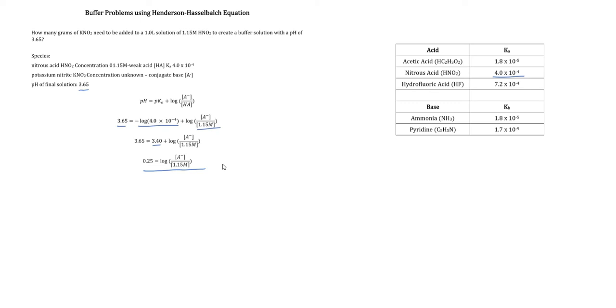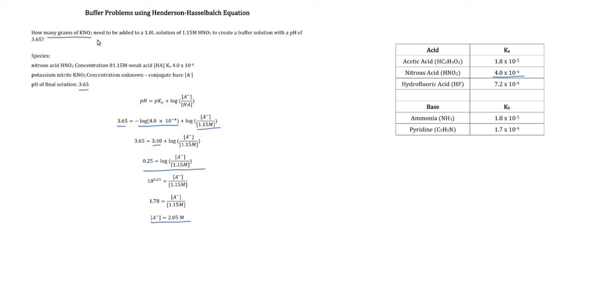Now to deal with the log on the right-hand side of that equation, we're going to take the anti-log of both sides. So you can see I did that in the next step. Now 10 raised to the 0.25 is simply 1.78. Now we're looking like, okay, I can solve this. And I get a concentration for my conjugate base to be 2.05 molar. This is all well and good. However, my question asked me how many grams of potassium nitrite do I need to add to a 1 liter solution of this? So I still have a little bit more work to do.